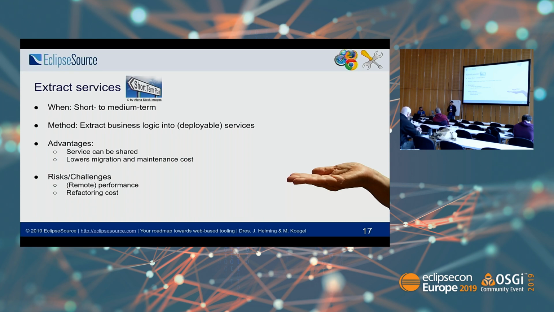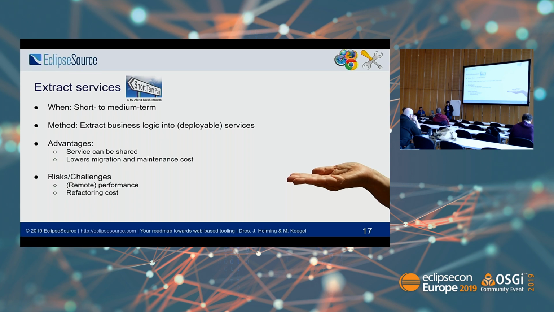Extracting services, another truism. Everyone says extract services. But what is important in the context of web is that you extract the service to something that's hopefully even deployable as a service. So for example, if you have validation in your tool, can you extract that into a deployable service that can be remote called? Only then it can be really well reused in a web-based scenario. If you can do it, it lowers the migration cost a lot, obviously.